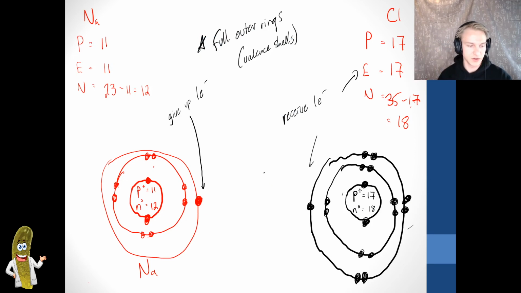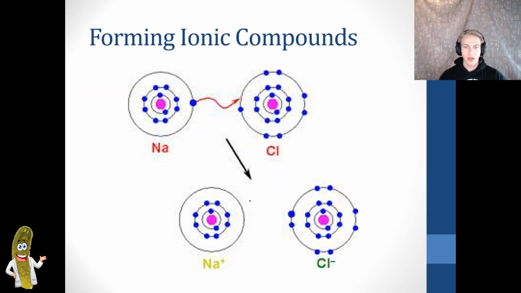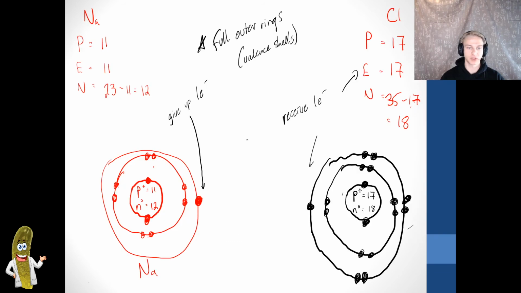And so when they do, I'm just going to go back 2 slides here. When they do, you can see that this electron here is going to totally go over to this chlorine. It's going to be totally given over to this chlorine. So I'm actually going to erase this one here, and that red electron is actually going to travel right over here and join the chlorine.